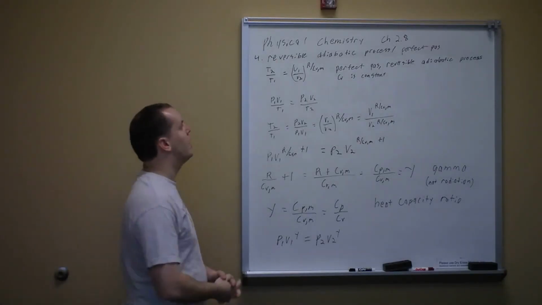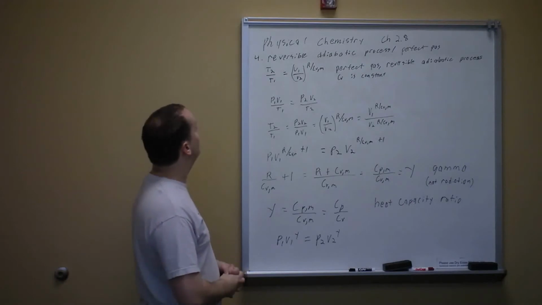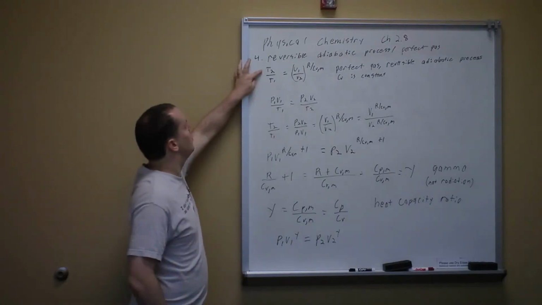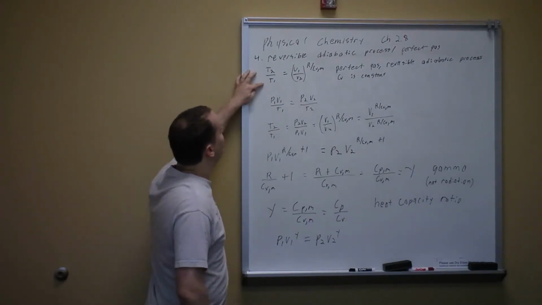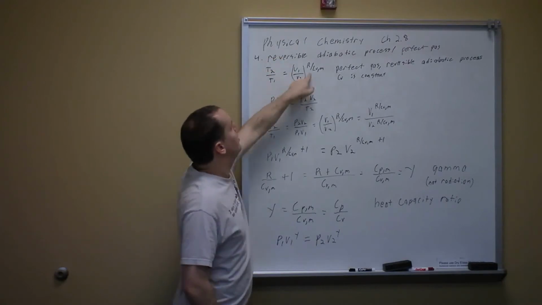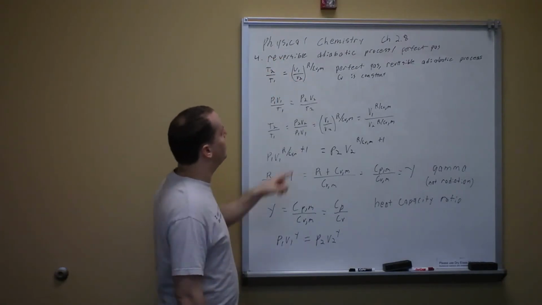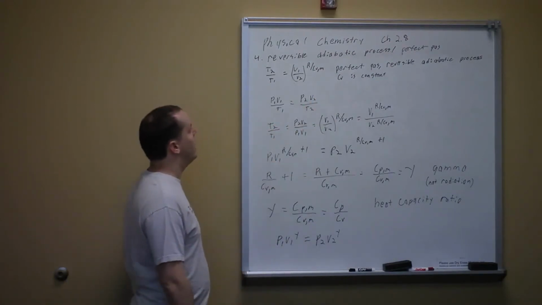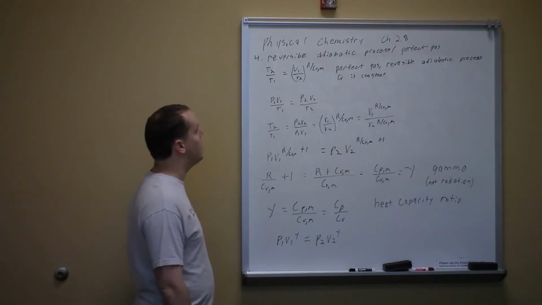Okay, continuing on chapter 2.8 of physical chemistry, last time we started talking about reversible adiabatic processes for a perfect gas. We showed that temperature 2 divided by temperature 1 is equal to volume 1 over volume 2 to the R over CVM power. That's only true for a perfect gas, for a reversible adiabatic process, and it was assuming that heat capacity is constant.